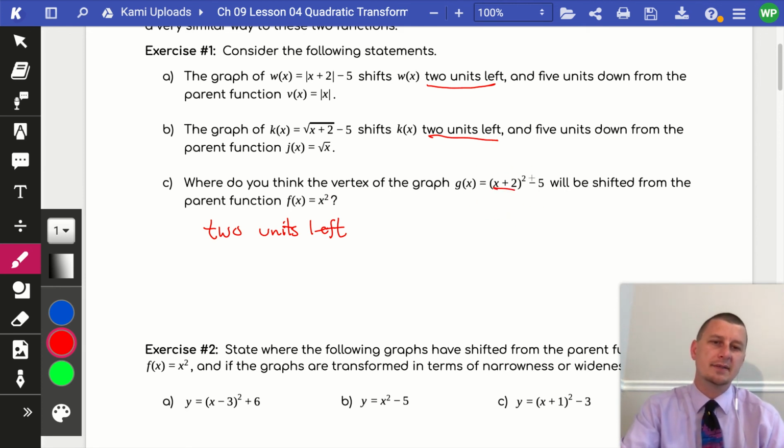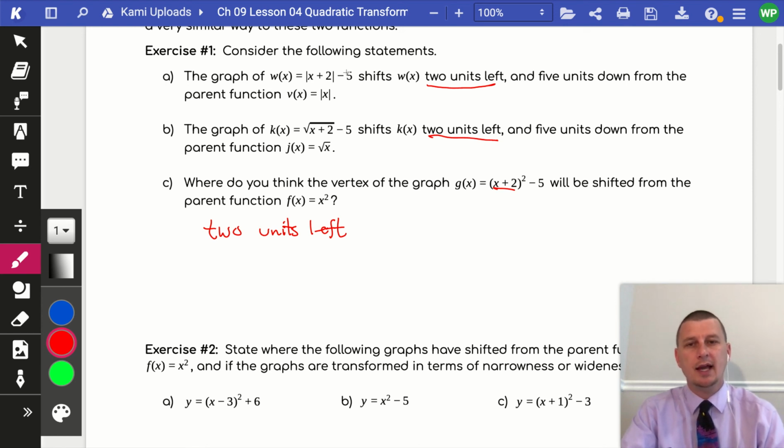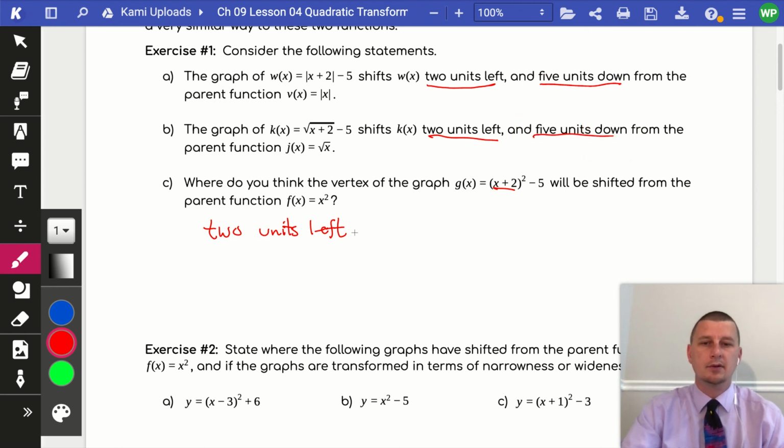But that's not all that's going on with this function, because we've taken care of the plus 2 inside, but now we also have this minus 5 outside of the squaring. Just like we have this minus 5 outside of the square root, and this minus 5 outside of the absolute value. And when we subtract outside of these operators, we're going to see that it shifts 5 units down. So 2 units left and 5 units down is where our vertex is going to be located of g of x.